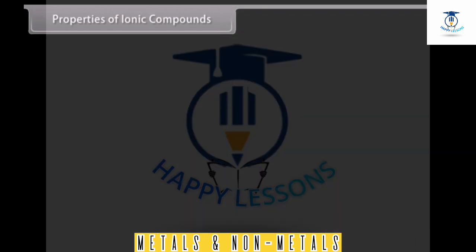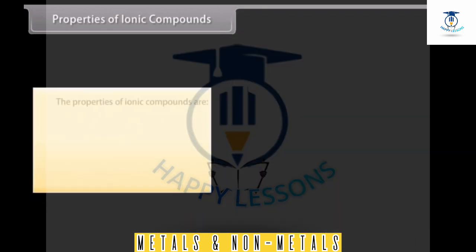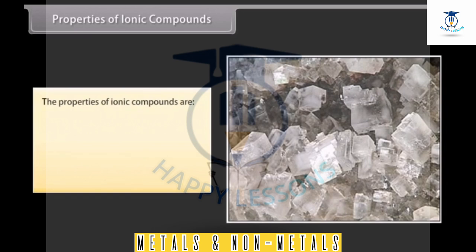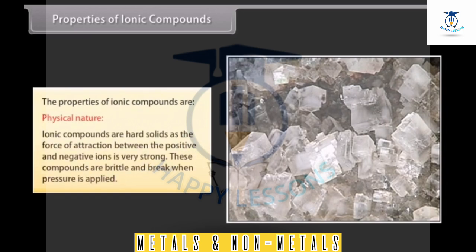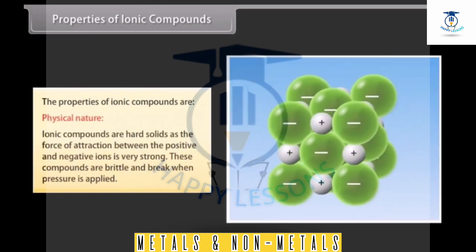Properties of ionic compounds. Let us look at some ionic compound properties. Physical nature. Ionic compounds are hard solids as the force of attraction between the positive and negative ions is very strong. These compounds are brittle and break when pressure is applied.